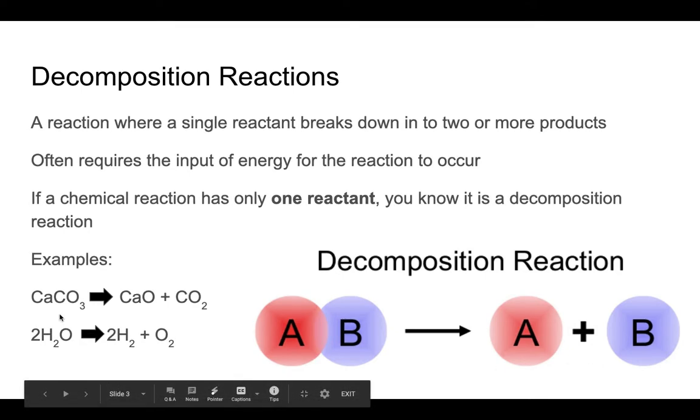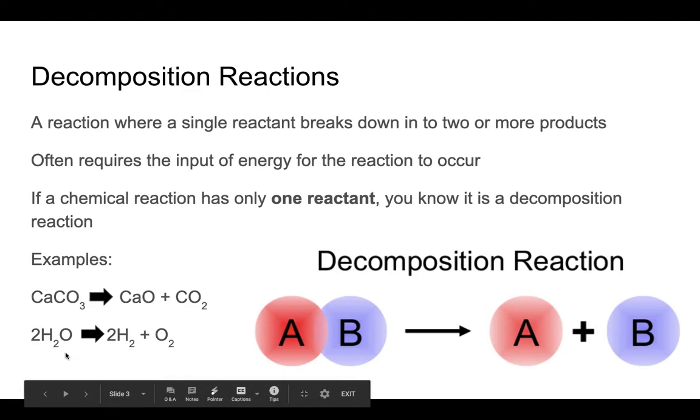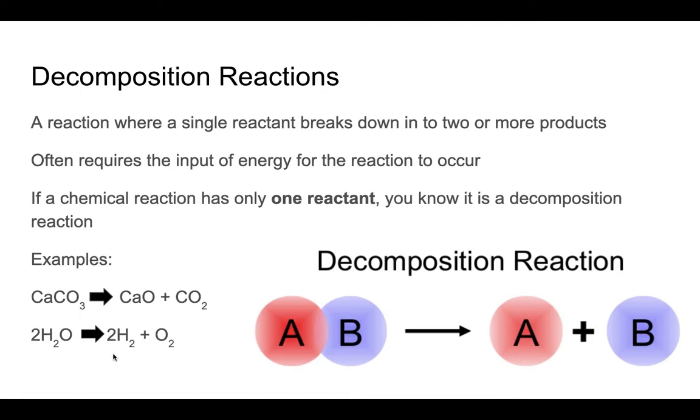I've got some examples down below as well. You can see we've got one reactant that splits into two products. And I've got the reverse of that synthesis reaction of water. Now we see the decomposition reaction of water: water splitting into hydrogen gas and oxygen gas. And just like with synthesis reactions, if we have only one reactant, we know it's a decomposition reaction.